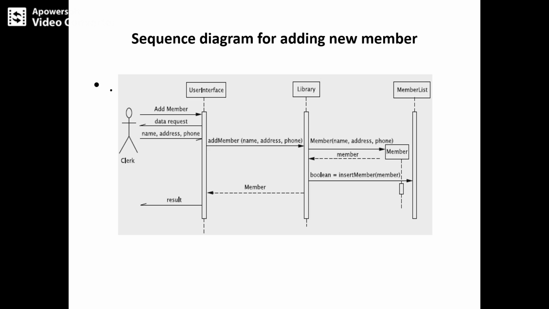So the member is inserted because we have taken the insert member Boolean. Yes, inserted, then the result is fetched to the clerk, and the clerk will tell you, yes, you have added a member. So this is the way we go sequentially, one by one. That is called a sequence diagram for adding a new member.